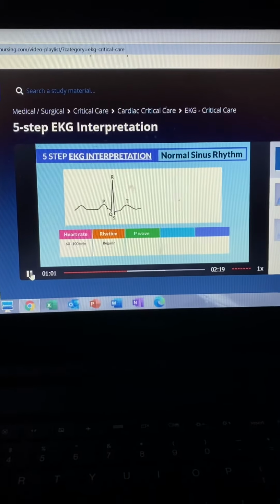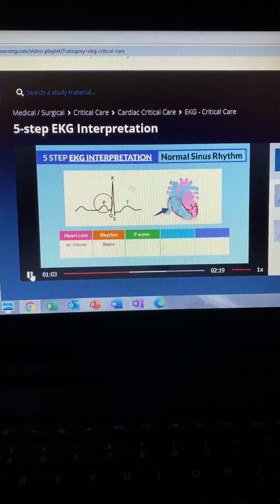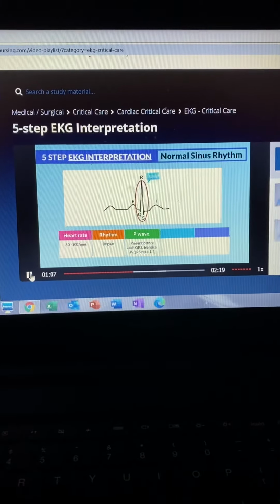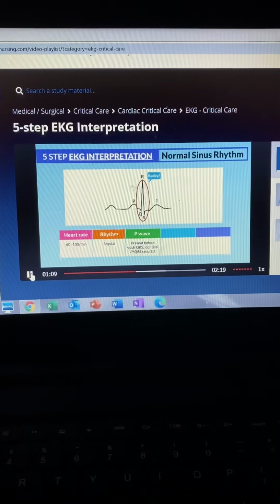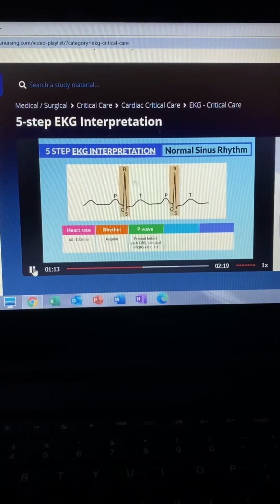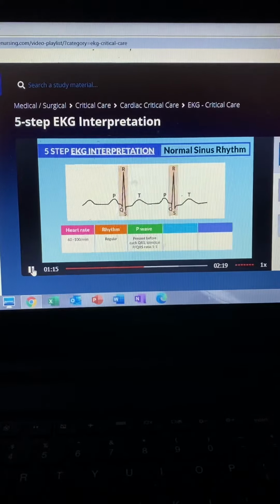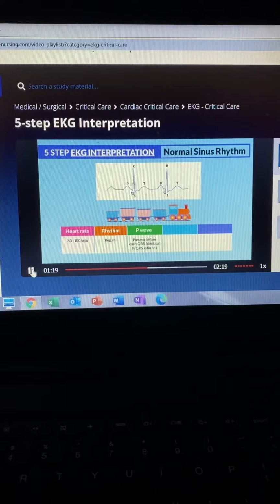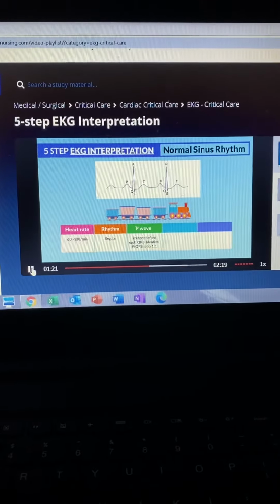Step number 3 is the P wave, which is the atria contracting. So is it present? And does it have a buddy? Or is it married to the QRS there? We need one P wave with every QRS every single time. It's kind of like the buddy system, or I call these choo-choo trains. You have a little lump with a big lump.